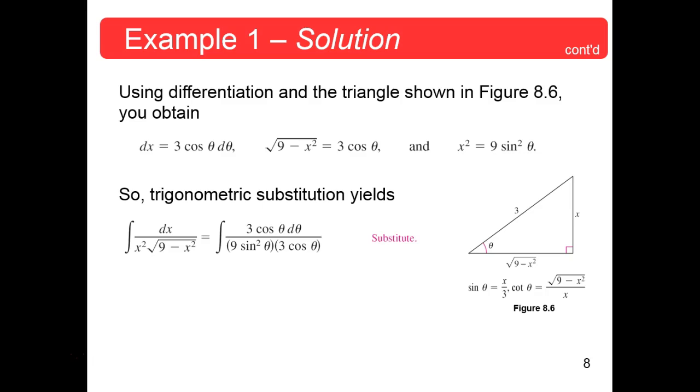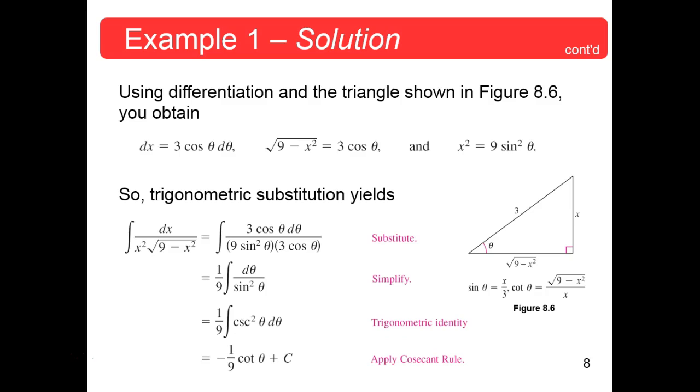Those disappear, just like they did for us. And that leaves us 1/9 of 1 over sine squared theta, d theta over sine squared theta. And they note that is 1/9 of cosecant squared theta, d theta, which happens to be the derivative of minus cotangent theta. So the antiderivative would be minus 1/9 cotangent theta plus c.